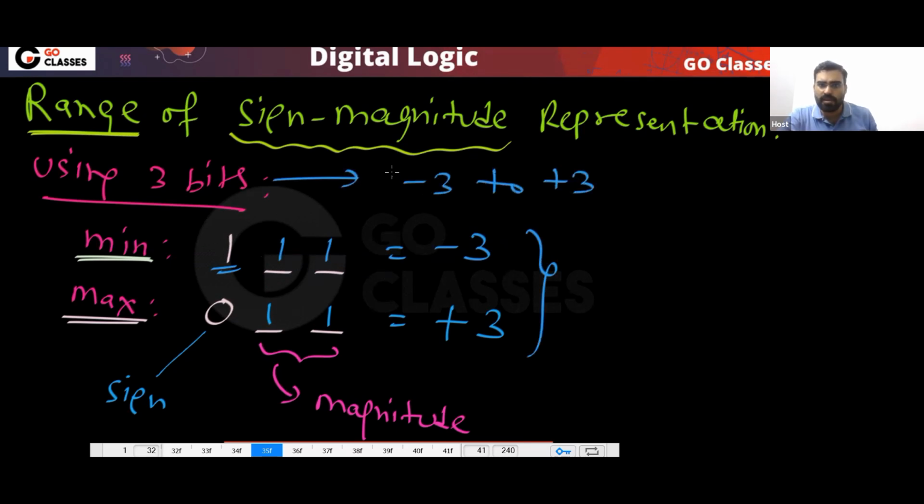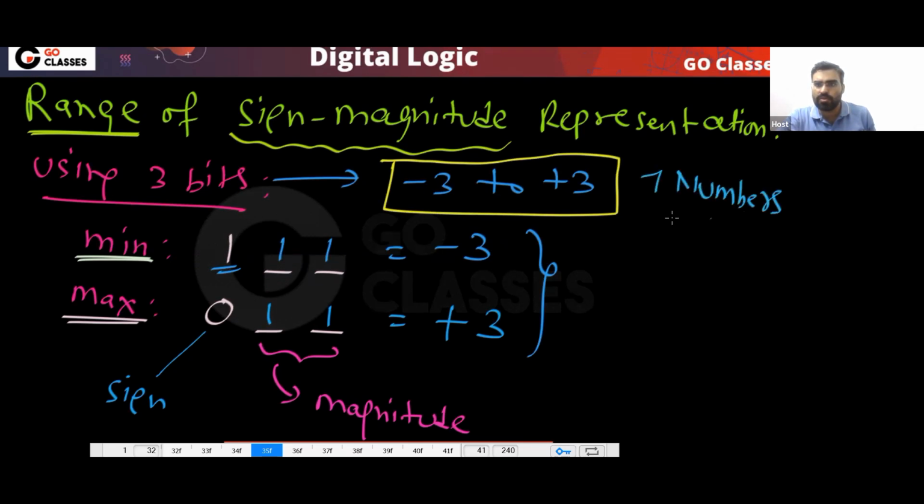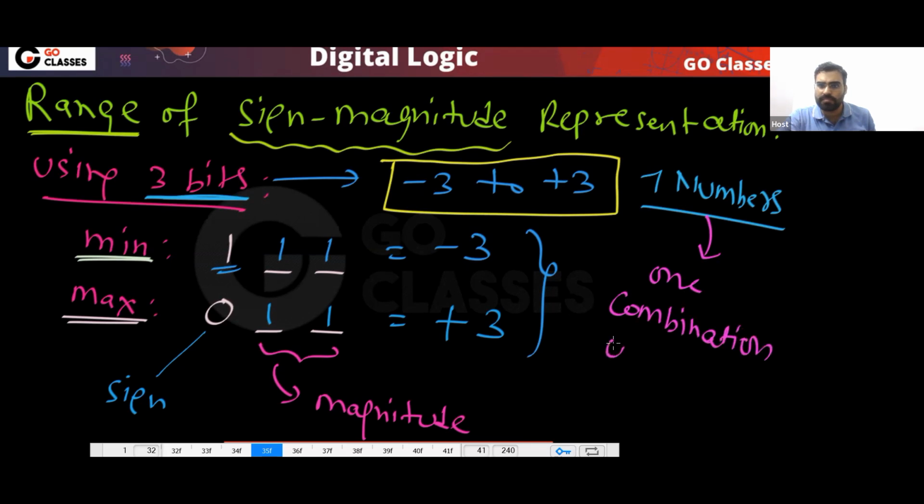How many numbers are in this range, minus 3 to plus 3? Total 7 numbers. You can check it out. Using 3 bits, we can represent only 7 numbers. One combination is wasted, correct? Because a total of 8 combinations are there and you can represent only 7 numbers. It means one combination is actually wasted in sign magnitude.